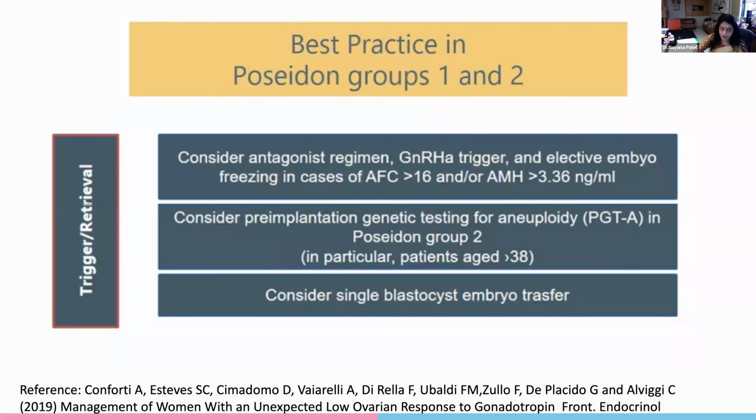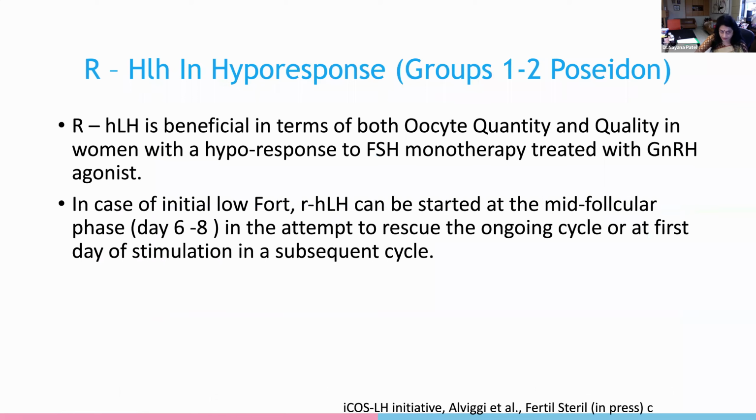For the Poseidon group 1 and 2 triggering protocol, if the group 1 young patient is showing more than 16 follicles, you can restrict to a GnRH agonist trigger, so as not to go for ovarian hyperstimulation. And for advanced age, more than 35, also think of pre-implantation genetic testing for aneuploidy and consider single blastocyst transfer.